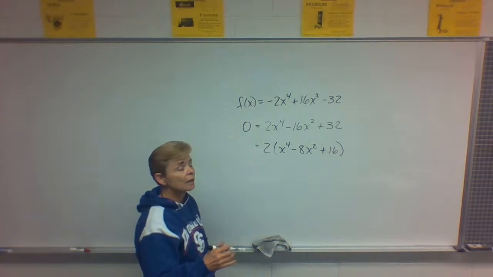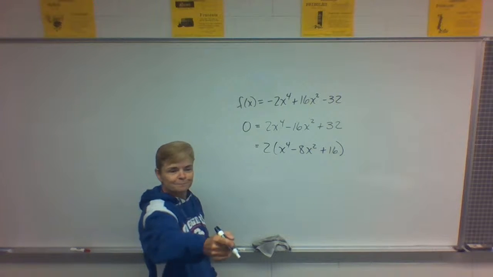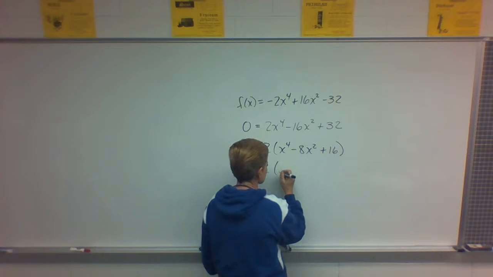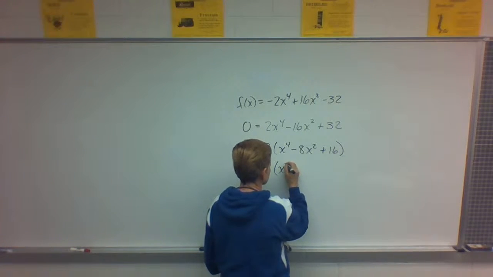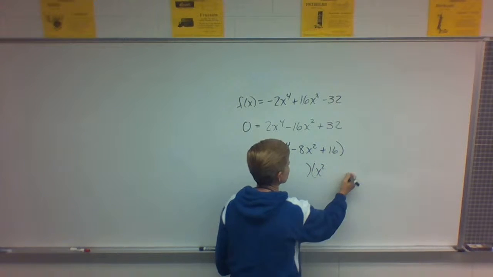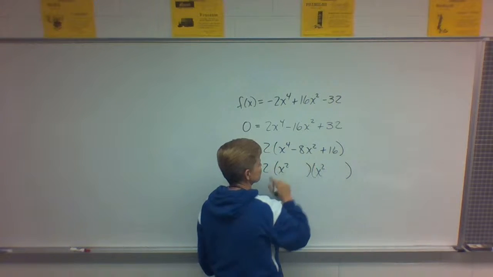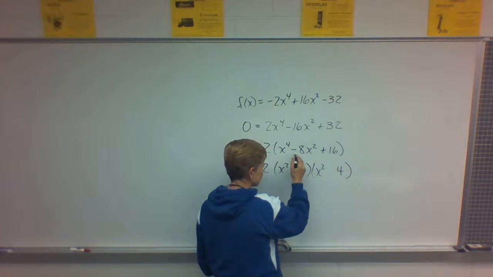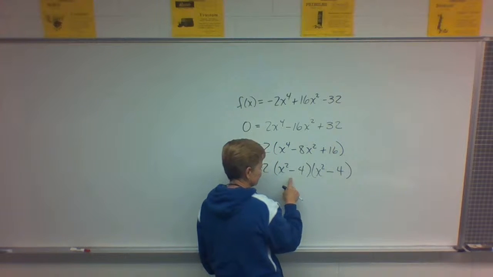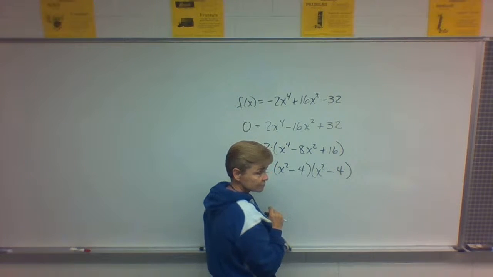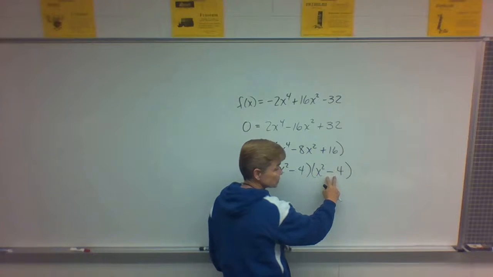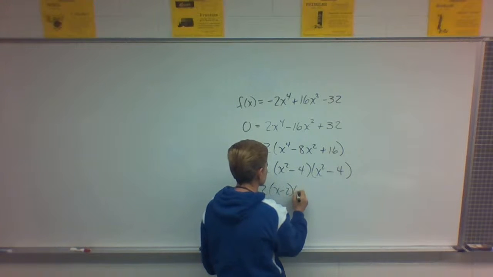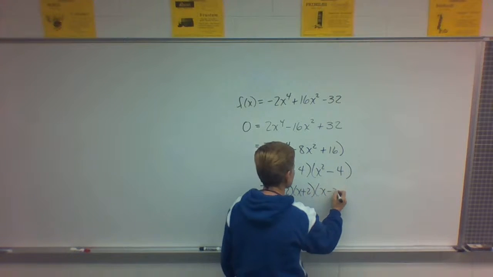However, it is quadratic-ish, which means we can use our quadratic processes. Split that up. What factors of 16 add up to 8? Both negative? Yes, because I need a negative 8. And both are differences of 2 squares. This is a difference of squares, so is this, right? So this thing right here factors into x minus 2, x plus 2, conjugate pair, and x minus 2, x plus 2.